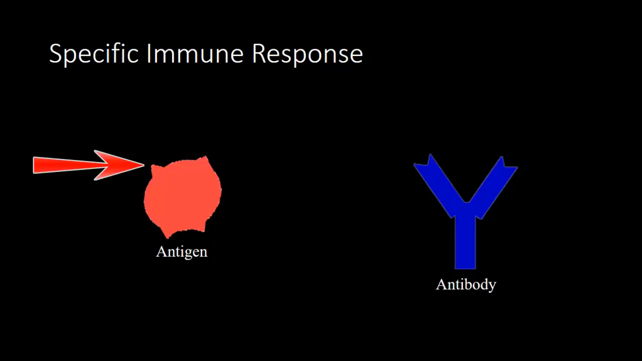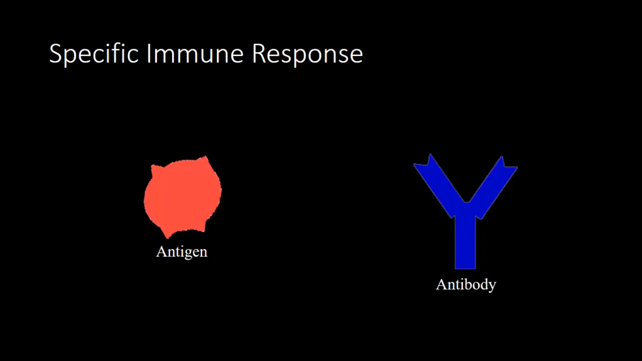Antigens have specific proteins on their surface. When antigens invade our body, we get sick. To fight these antigens, our bodies produce antibodies. Our bodies only produce antibodies to what we are infected by.